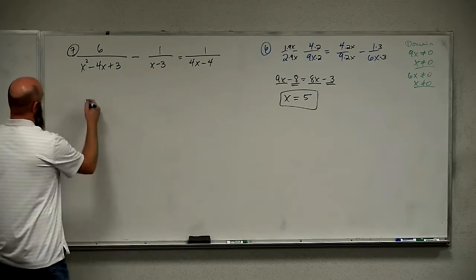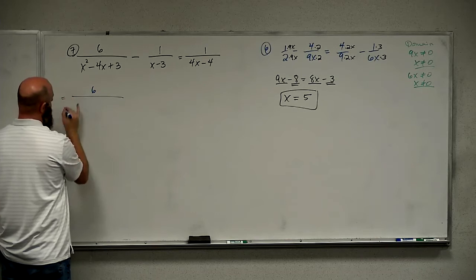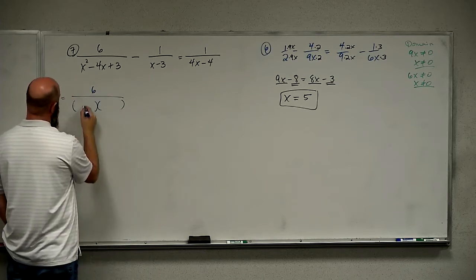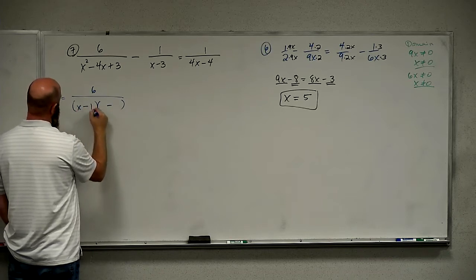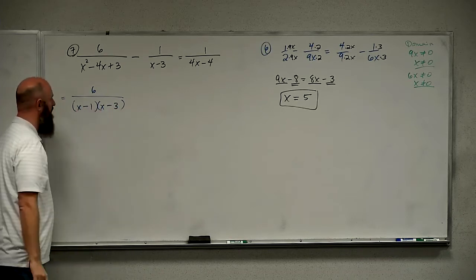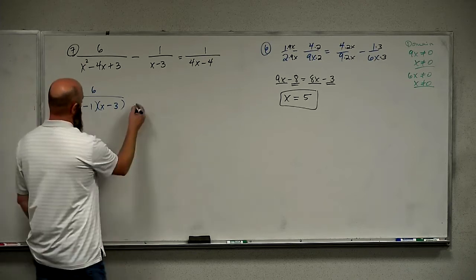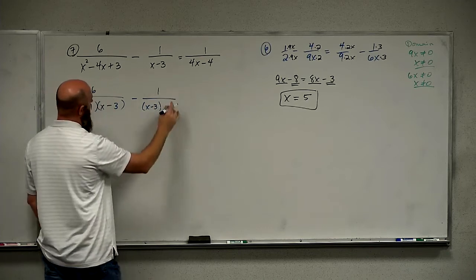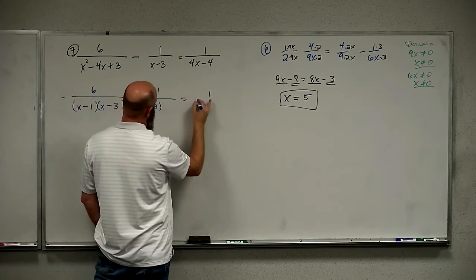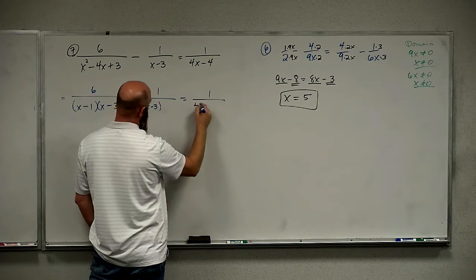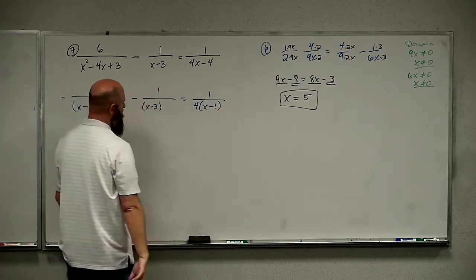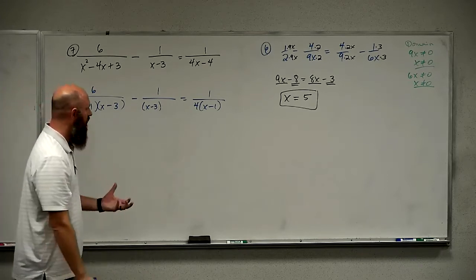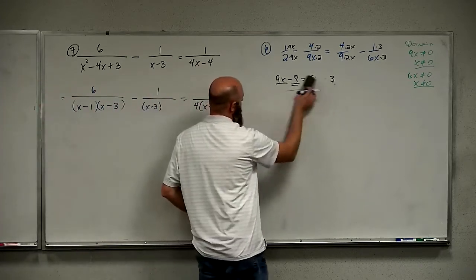Okay, so we're going to get 6 over, we factor this, we get a trinomial. Both of them are minus, so x minus 1, x minus 3. The minus 1 over, we get x minus 3, equals 1 over, well, I can take a 4 out of that, and we'll get x minus 1. That's good because we have some similar pieces there. Let me erase this real quick.